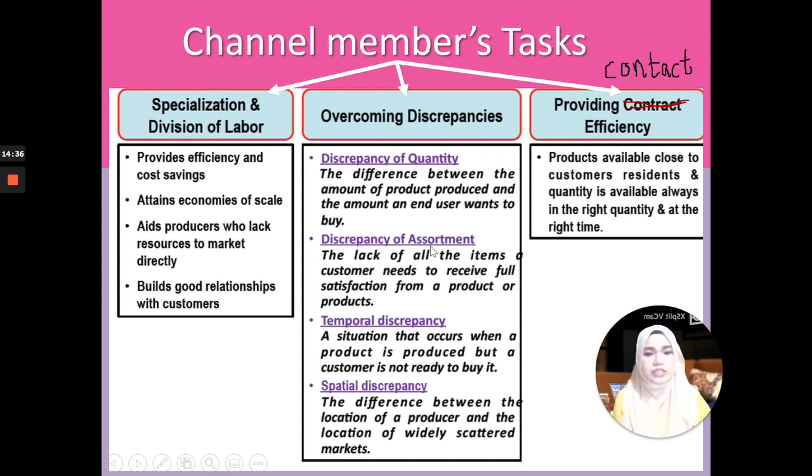Second is the discrepancy of assortment, which is the lack of all the items a customer needs to receive full satisfaction from a product. Channel members will help to assemble or give the assortment to the customers. When a manufacturer produces things, they will only produce one item, as what they know how to produce, or are asked to produce, according to their specialty or capability.